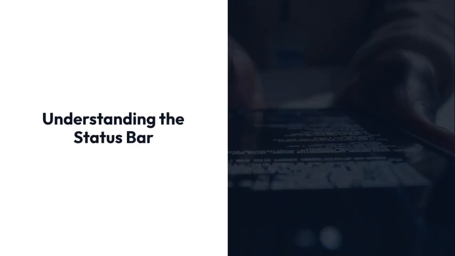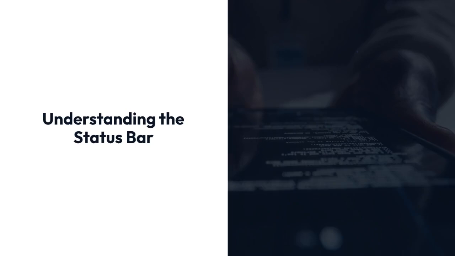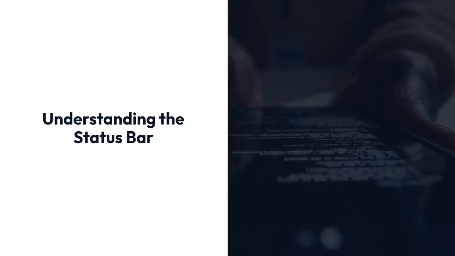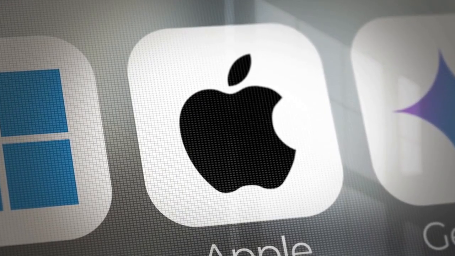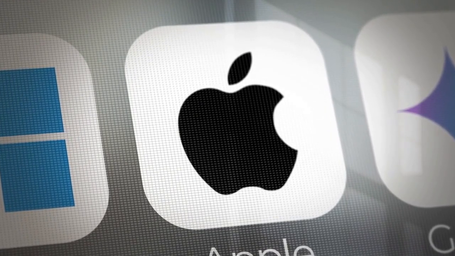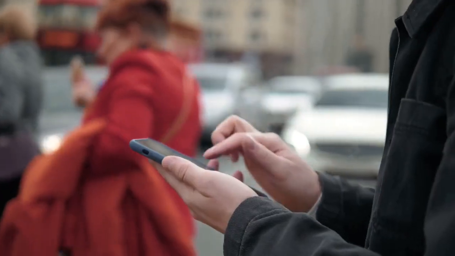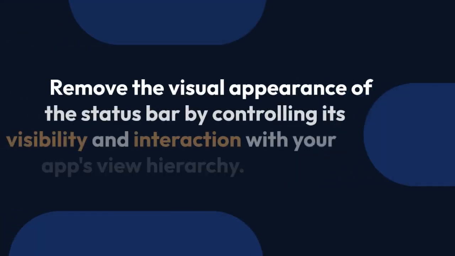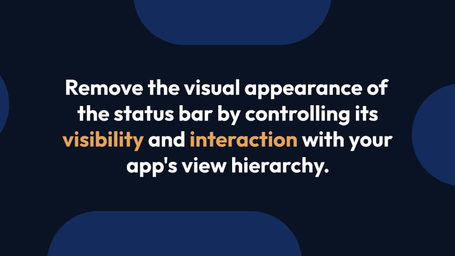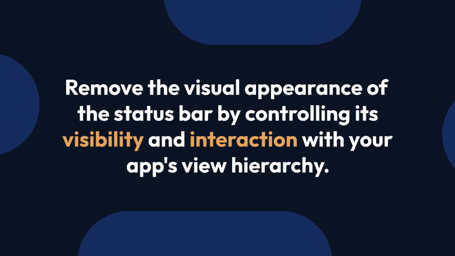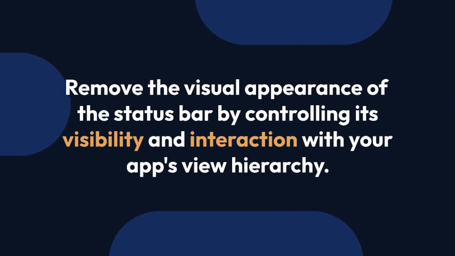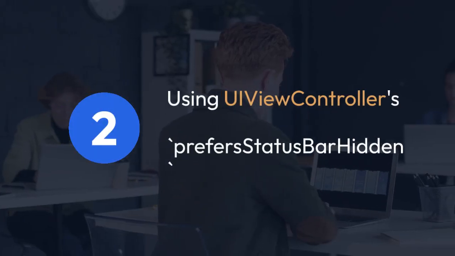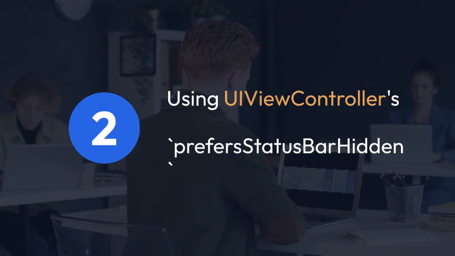1. Understanding the status bar. That blue bar is actually your iPhone's status bar. It displays important information like time, battery life, and cellular signal. It's not technically part of your UI view, but it overlays it. To remove the visual appearance of the status bar, we're essentially controlling its visibility and interaction with your app's view hierarchy.